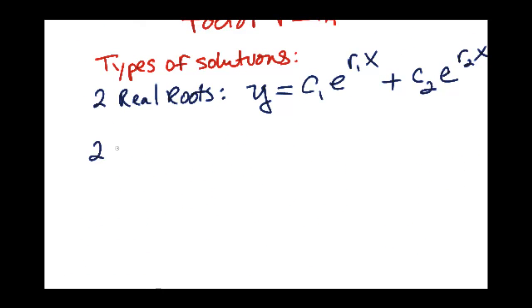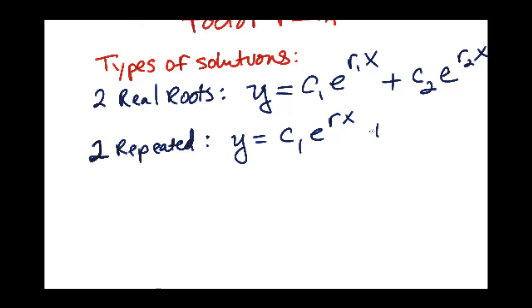Alright, then if you have 1 repeated root, meaning r equaled 1 twice, or you have r minus 1 squared, then you do y equals c1 e to the r x, because it's only one r, I don't need to distinguish it, plus c2 x e to the r x.